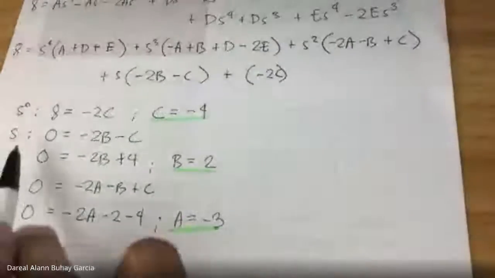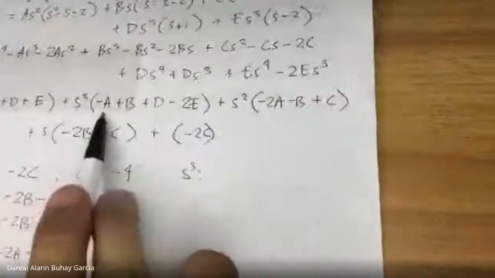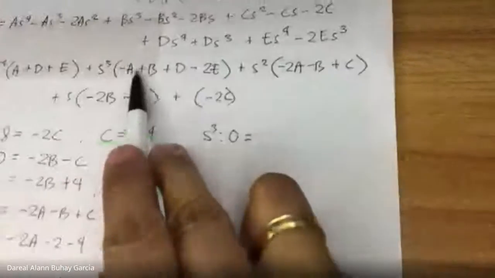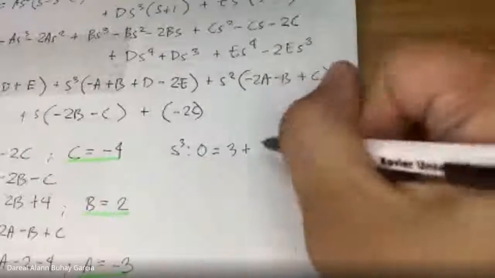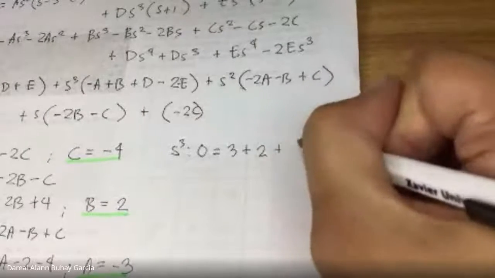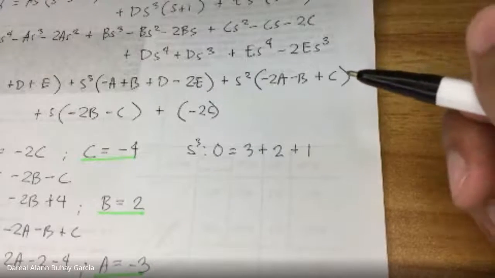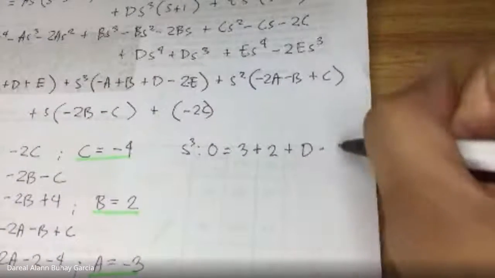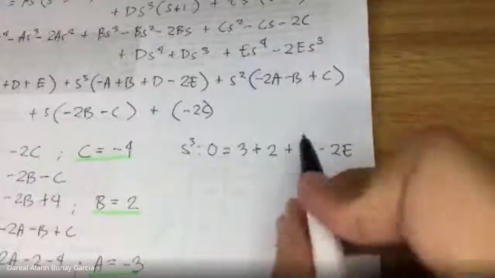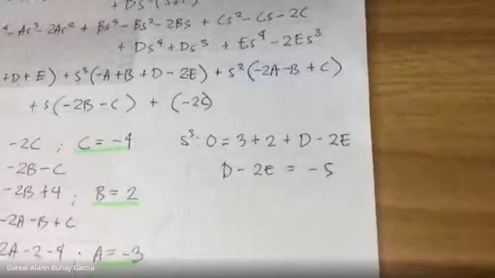Next, S cubed, 0. Additional na ako ni negative A. A is negative 3, so positive 3. B is 2, plus 2. Plus, wala pa man si D. Wala man D ug E. Simultaneous na sila. Plus D minus 2E. Meaning D minus 2E is equal to negative 5. Equation 1.